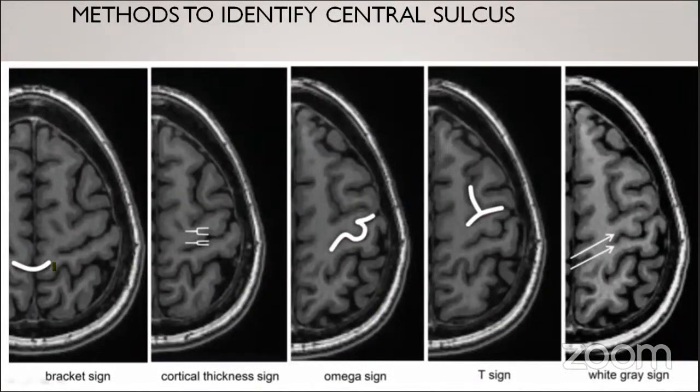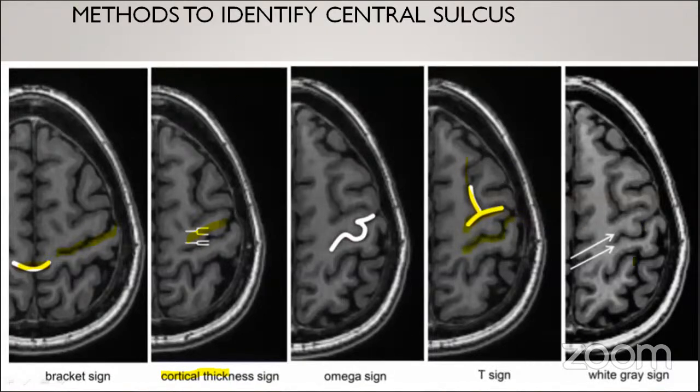Various other methods to identify the central sulcus. One we went through was that there's this pars bracket just anterior to it; we have got the central sulcus. Another method is the cortical thickness sign. The thickness of the motor cortex is greater as compared to the sensory cortex. Another point is the omega sign. That is, the hand knob area is omega shaped. Another method to identify is the inverted T sign, that the superior frontal sulcus actually forms the T with the precentral sulcus, and posterior to it we have got the central sulcus.